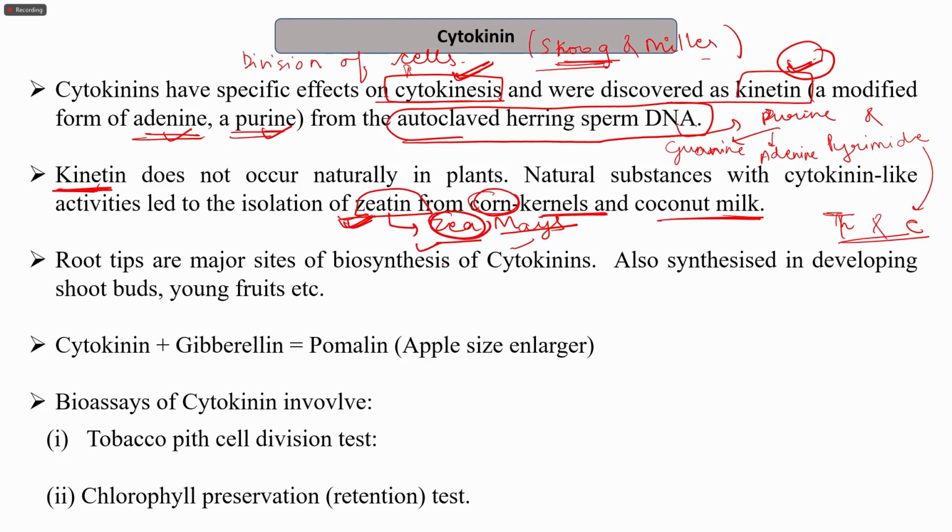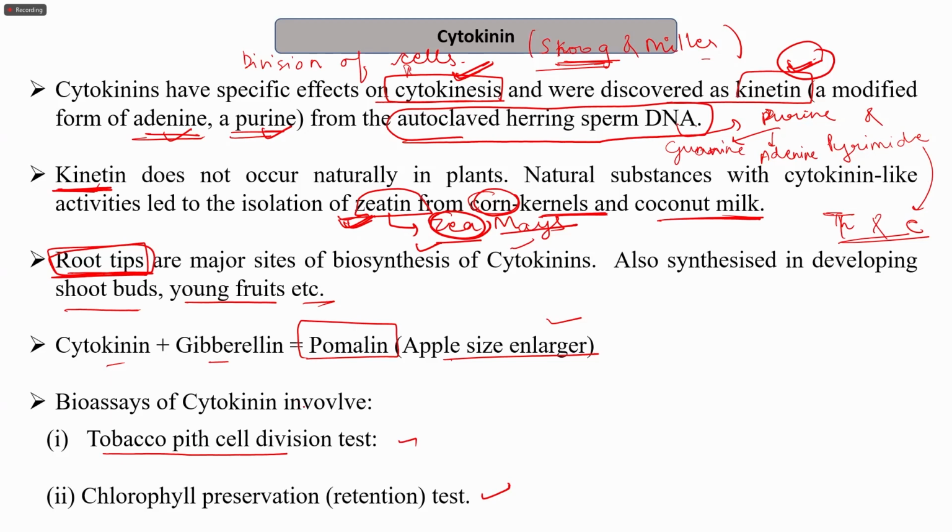So root tips are the major site for the synthesis of cytokinins. This is important. Also synthesized in developing shoot buds, young fruits, etc. Cytokinin plus gibberellin forms the pomelin, which is apple size and larger. And bioassays involve the tobacco pith cell division test and the chlorophyll retention test. So these are the bioassays for cytokinin. You need to remember these names.